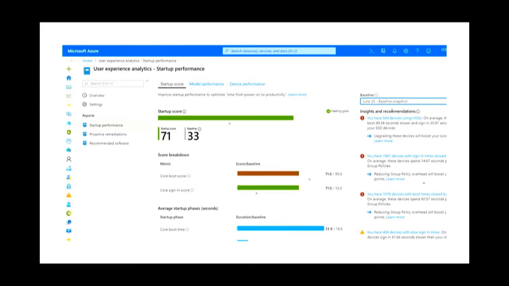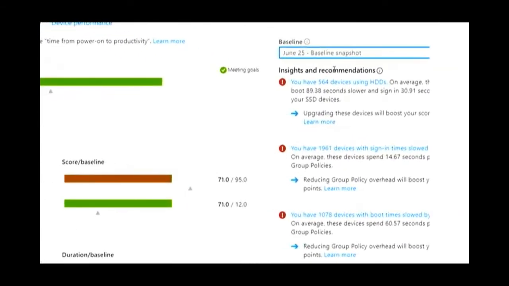Yep, there it is. So you can say, hey, you have 560 devices using HDDs. On average, they are 90 seconds slower to boot and sign in 30 seconds slower than your SSD drive devices. So you're saying that in your current configuration, every time one of those people logs in or boots, the hardware performance is having this kind of quantitative impact for your enterprise.